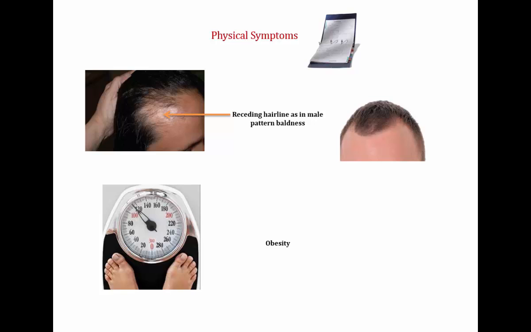Receding hairline as in male pattern baldness. This is the head of a female, and this is a male head, showing the pattern of baldness. The hairline recedes from both the sides laterally. In the normal balding process in females, some females may have balding, but the balding is throughout the head. There is thinning of hair from all over the head, and it is not like this. This is male pattern baldness, also known as androgenic alopecia. And obesity is one of the manifestations caused by PCOS.